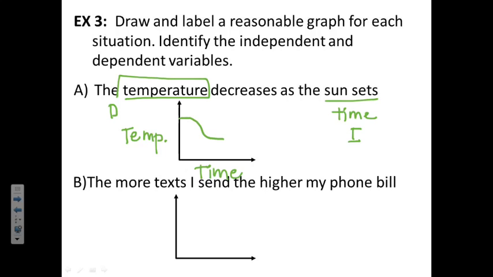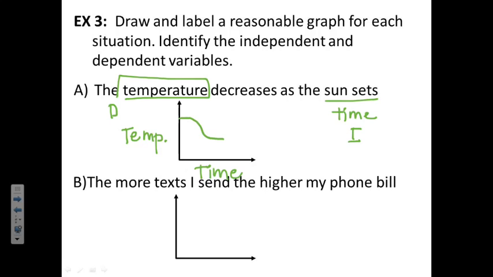On B, I kind of put this on here for fun, just to tell you what life used to be like. But it says, the more texts I send, the higher my phone bill. It used to be that you had phone bills that were based on the amount of text that you sent, and if you went over a specific limit, then you would get dinged pretty high, that your phone bill would increase significantly. And now they have so many unlimited plans that this really isn't a problem anymore.